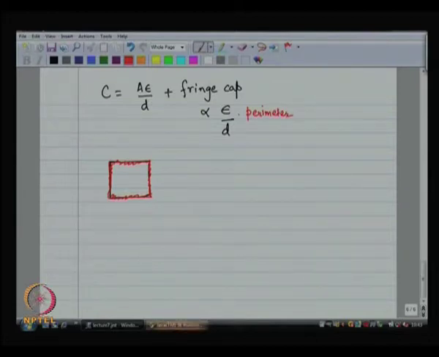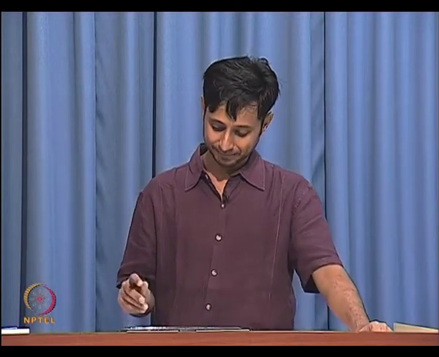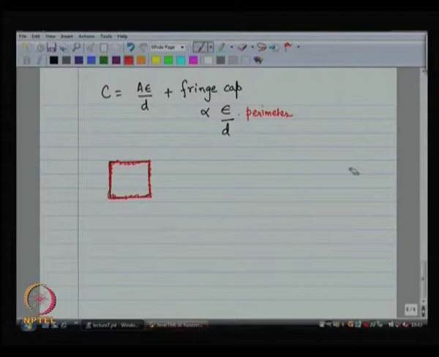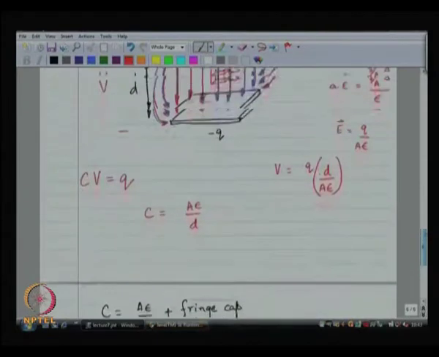So, can my formula look like epsilon times perimeter divided by d? Is it possible? Dimensions. It can't, right? This has dimensions of epsilon, whereas you want dimensions of epsilon times length, like A epsilon by d. Instead, you have got perimeter epsilon by d. So, it can't be. So, there has got to be another factor over there which has units of meters. Okay. What else could it be proportional to?